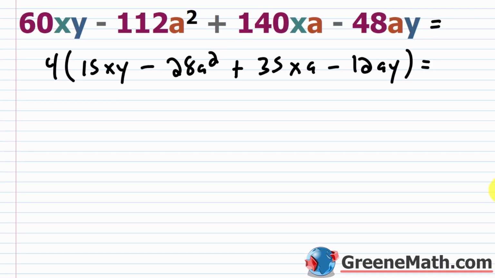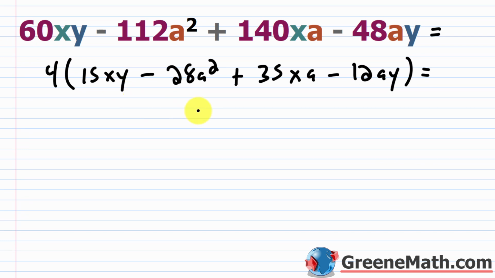Now, when you look at the grouping, normally we just take the first 2 and then the last 2, and that works. In this case, it's not going to. If you look at 15 and you look at 28, there's really nothing in common. This is 5 times 3, and this is 7 times 4. And then the variables, this is xy, and this is a squared. So that doesn't work at all. Here you have xa and ay. So you could pull an a out, but look at what you would have left. You would have x and y, and you'd be stuck here with xy and a squared. Also 35 and 12: this is 5 times 7, and this is 4 times 3.